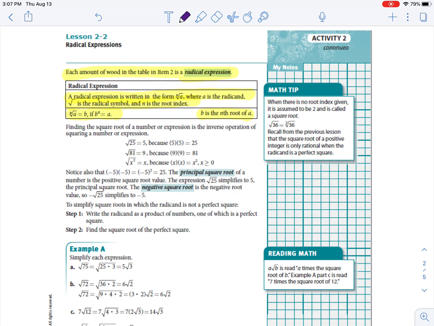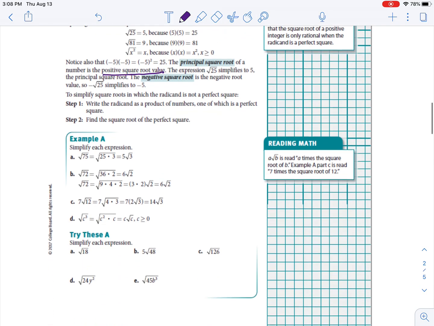Something to also notice is that negative 5 times negative 5, which is negative 5 to the second power, is also 25. So we kind of designate 2 square roots. We've got the principal square root, which is the positive square root value, and we also have the negative square root. So the negative square root of 25 would also be negative 5. Typically we just want the principal square root, but we'll get into some problems where we solve equations and we'll want both of them.